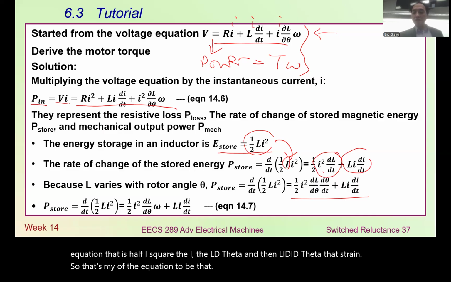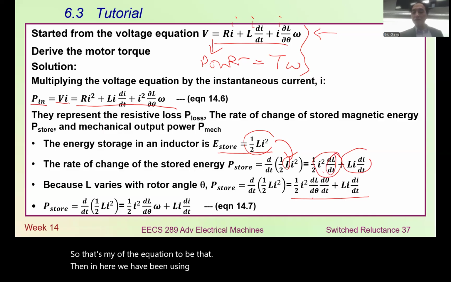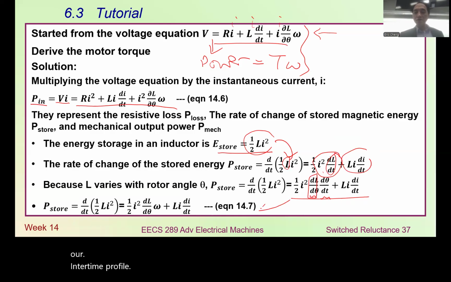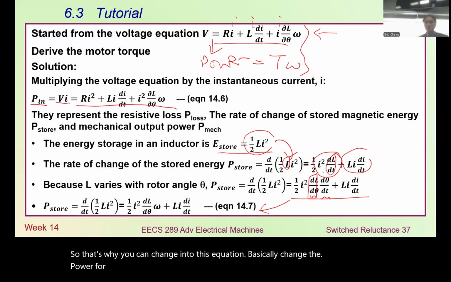Then in here, we have the dθ, and we divide it into two terms because it's a rotational machine. So this term will become our omega, and this term will become our inductance profile. That's why I can change it into this equation. Basically, the power for the stored energy in the inductor becomes this voltage expression.